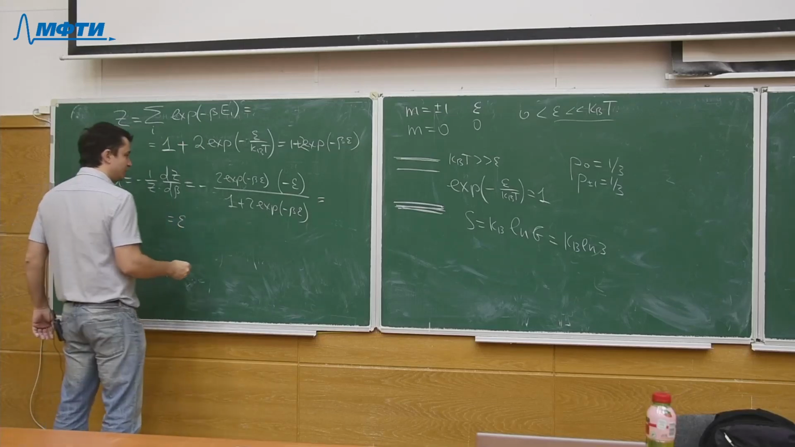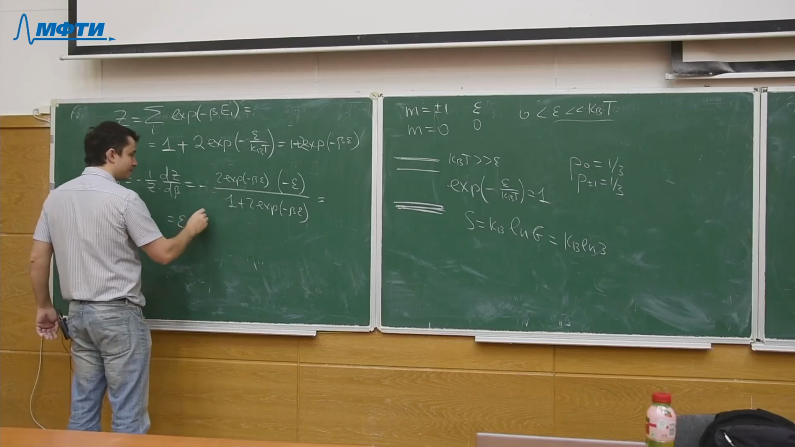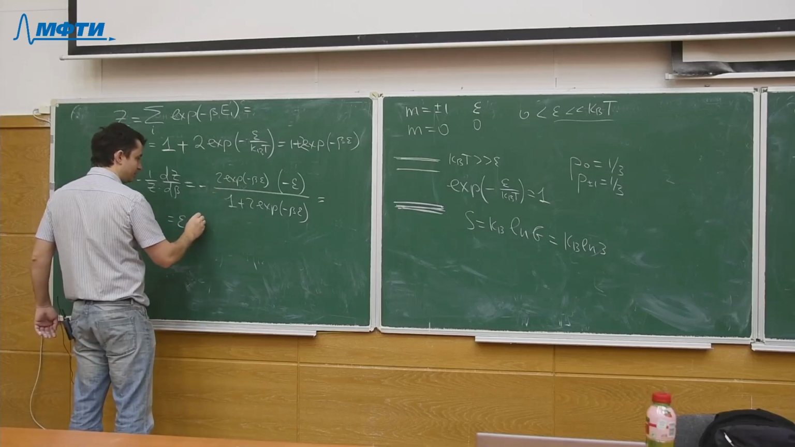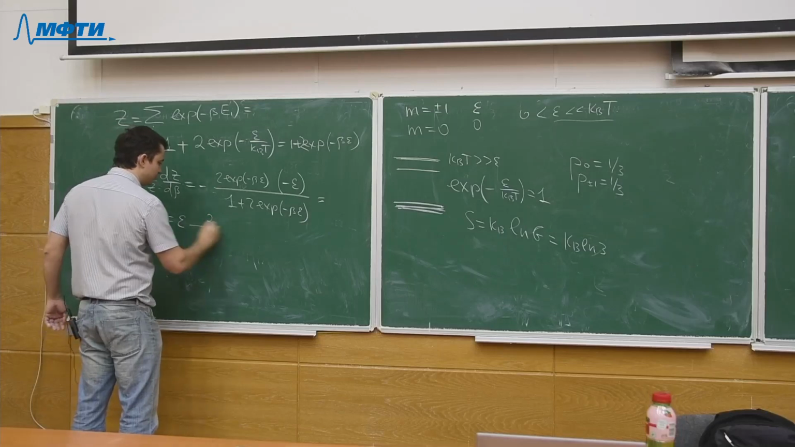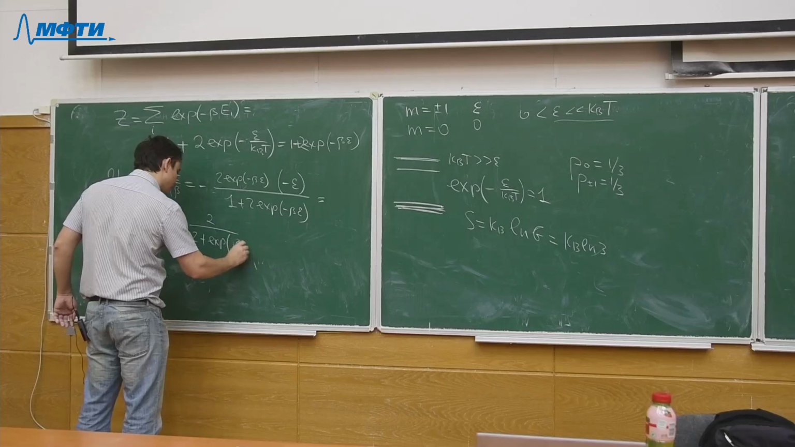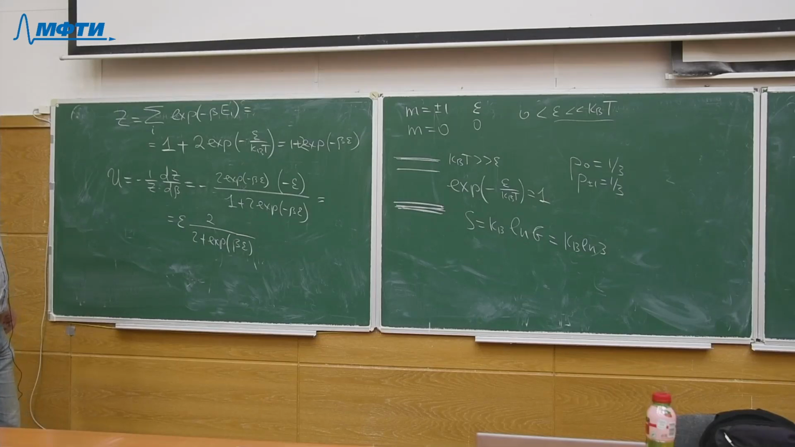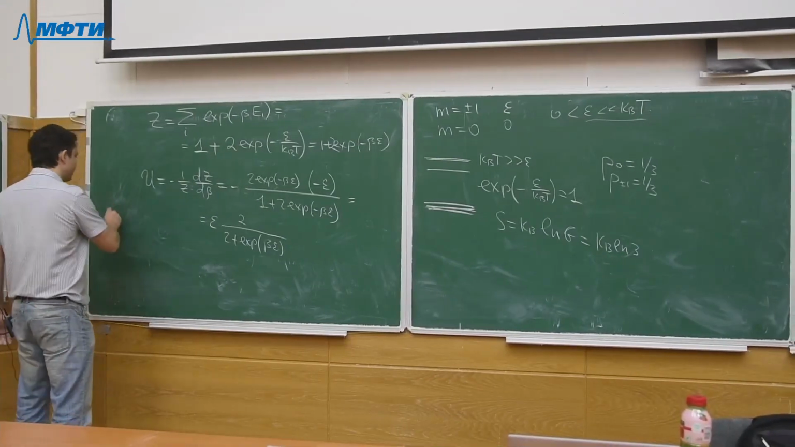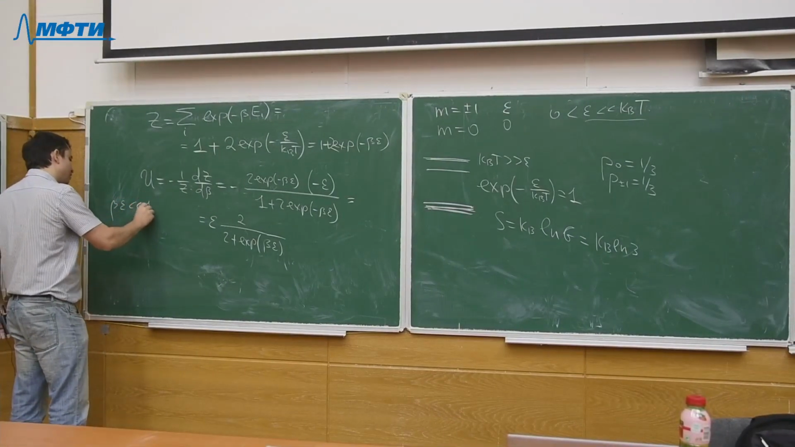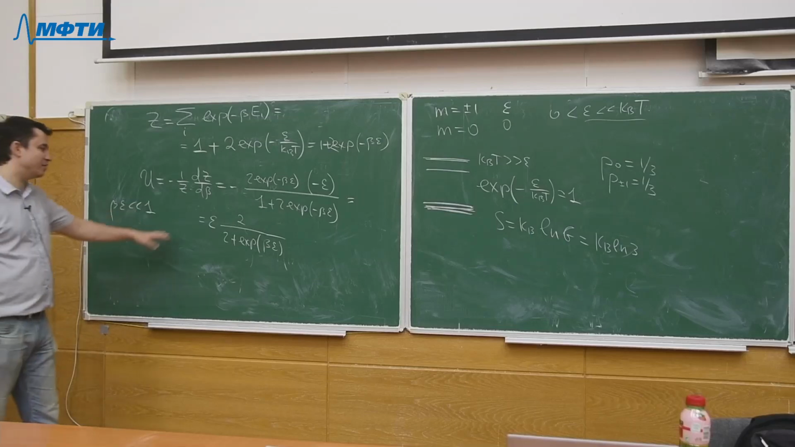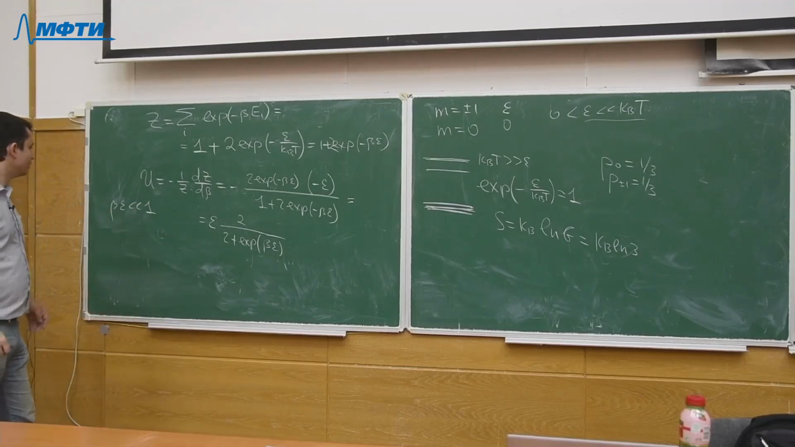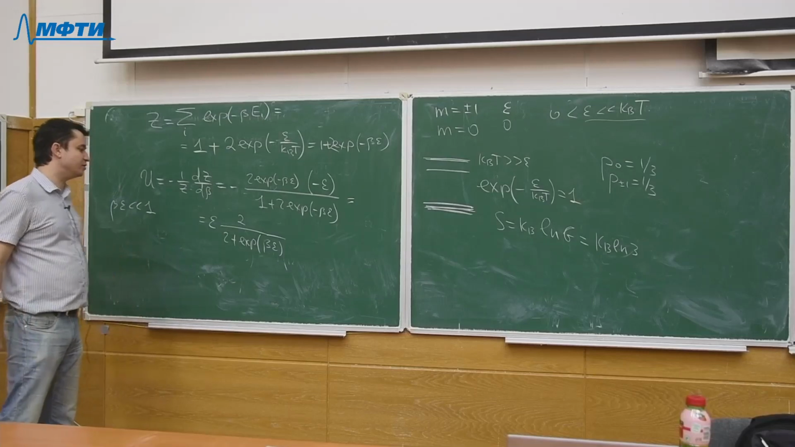Epsilon times, okay, I can write it as follows: 2 over 2 plus exponent of beta epsilon. Okay, in our case, when kBT is very large, that means that beta is very small and that beta epsilon is much lower than 1. I would just keep in mind that beta epsilon is much less than 1, so it's approximately approaching 0.